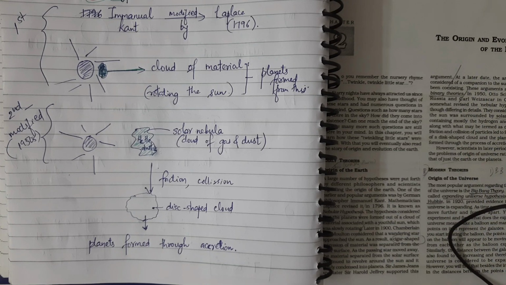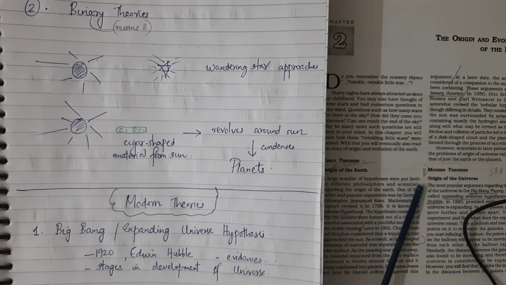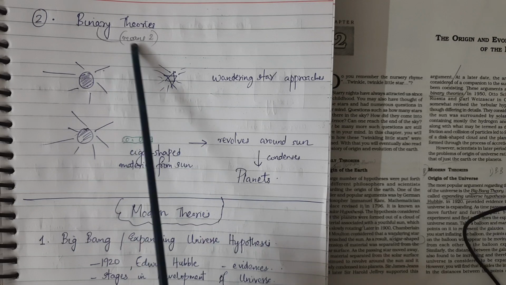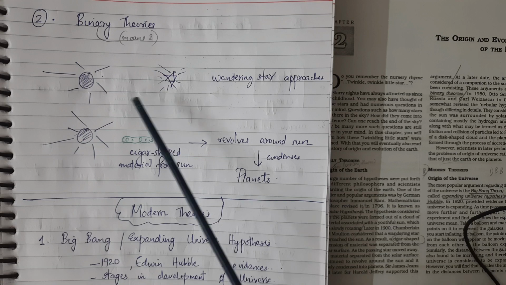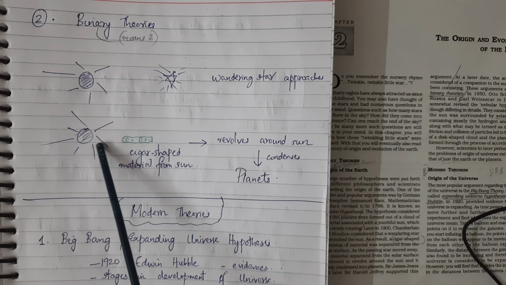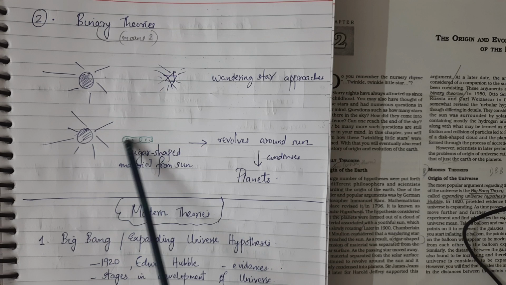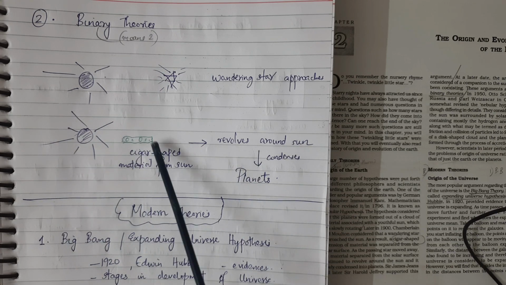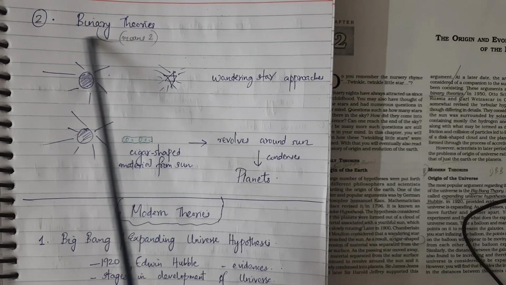Then there is one more theory besides the nebula hypothesis. This portion is telling about it. It is called the binary theory. Binary means two, right? The sun is there, and a wandering star coming from somewhere approaches the sun. Once this wandering star approaches and leaves, a cigar-shaped material started forming from the sun. After many years it started revolving around the sun, and after many more years it condensed and formed planets. This is the binary theory.